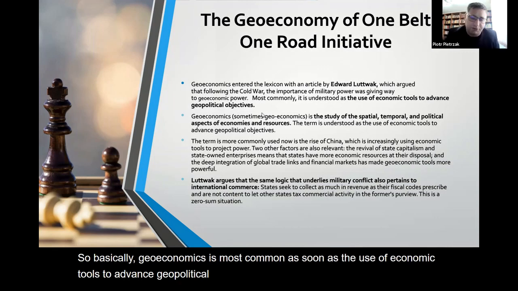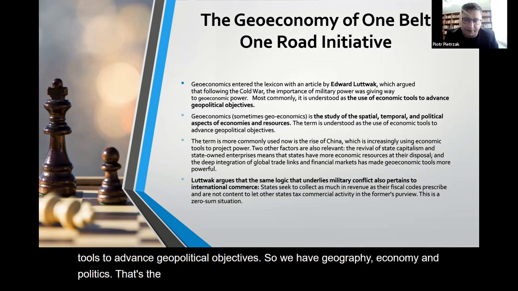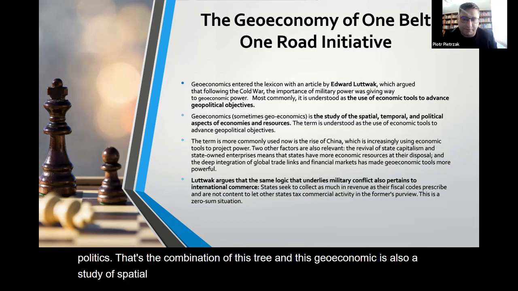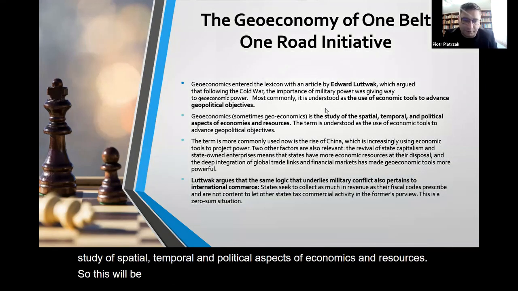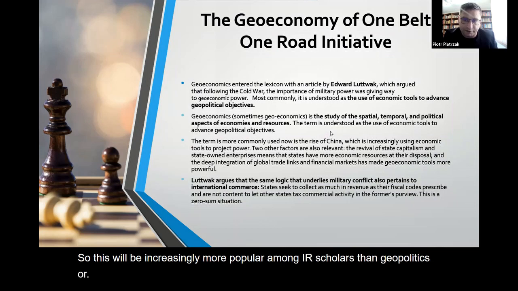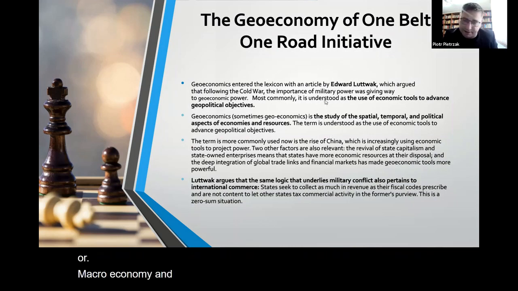So we have geography, economy, and politics. That's the combination of these three. And this geoeconomy is also a study of spatial, temporal, and political aspects of economics and resources. So this will be increasingly more popular among IR scholars than geopolitics or macroeconomy. And it is very much seen after February 2022 of the Russian war in Ukraine.